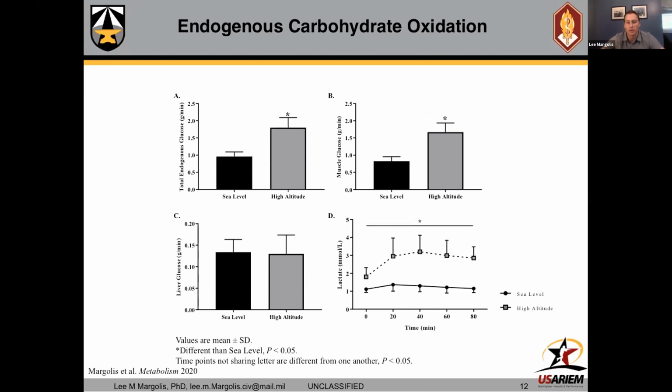We were able to show that the increase in total glucose oxidation is primarily driven through increases in endogenous glucose oxidation, which obviously makes sense. If exogenous glucose is going down, endogenous needs to be going up if total is going up. This is primarily driven by increased oxidation of muscle glycogen, with no difference in liver glycogen between the two trials. And the increase in glycogenolysis appears to be confirmed with our blood lactate data, which was significantly increased under acute hypoxic conditions compared to sea level.